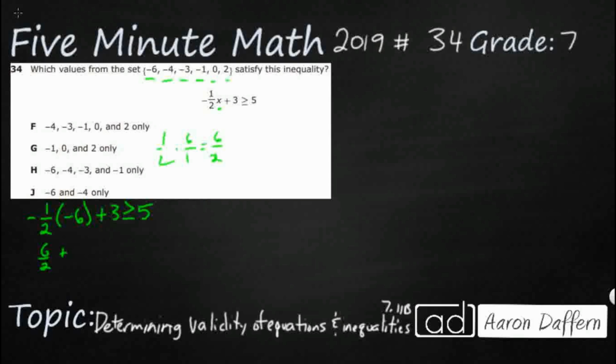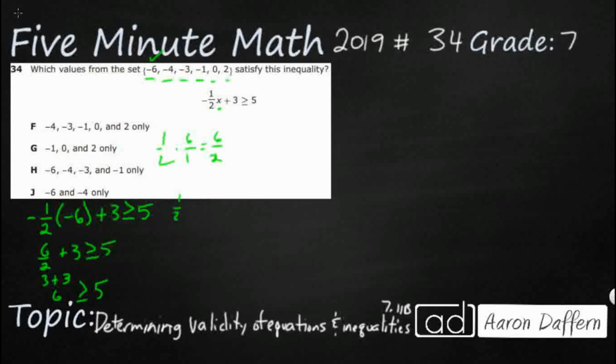So we can do that. Plus 3 is greater than or equal to 5. 6 over 2, that's just 6 divided by 2. That's 3 plus 3. Yes, that's going to make 6, which is greater than or equal to 5. So that works. So let's check our next one.